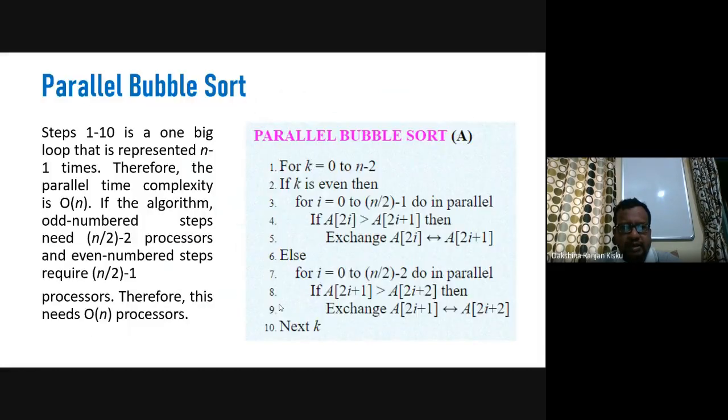So odd-numbered steps take n/2 minus 2 processes, and even-numbered steps take n/2 minus 1 processes. If we add up these two sets of steps, the processor requirement will be order of n. This order of n corresponds to the time complexity of the parallel bubble sort algorithm.